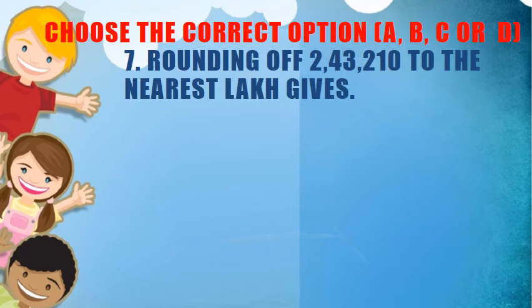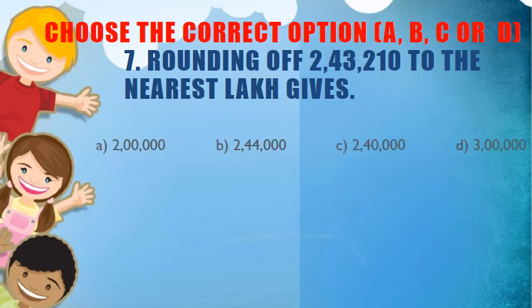Now let's see question number 7. Rounding off 2,43,210 to the nearest lakh gives. Again, we have 4 options for this question. Option number A is 2 lakh. Option number B is 2,44,000. Option number C is 2,40,000. And option number D is 3 lakh. So let us see which is the correct option.